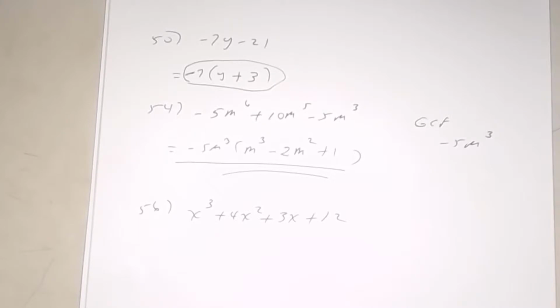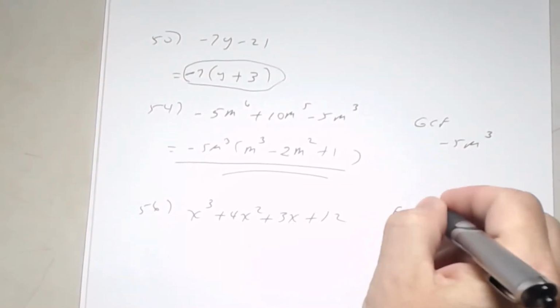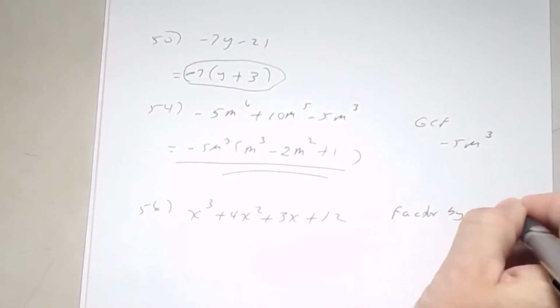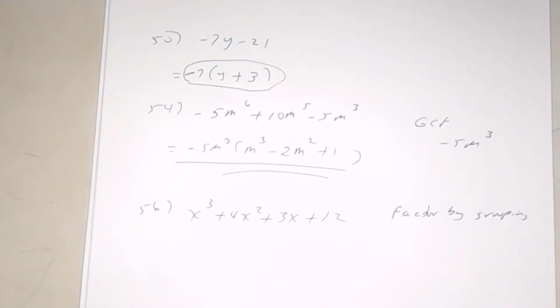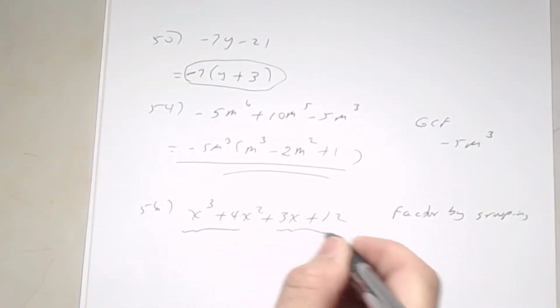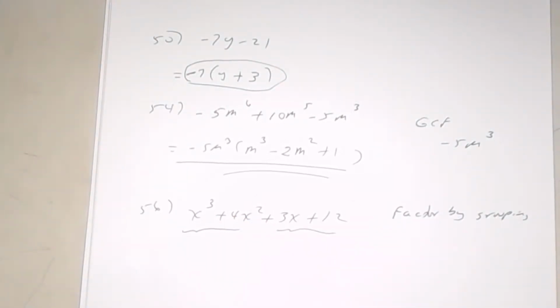Now, how many terms do you see? 4. Whenever you see 4 terms, and the GCF is 1, you want to try factoring by grouping. The way it's going to work out for almost all of them is this: you group the first two terms and you group the last two terms. It's not always going to work out that way, but for the most part it will. So that's what you want to try first.